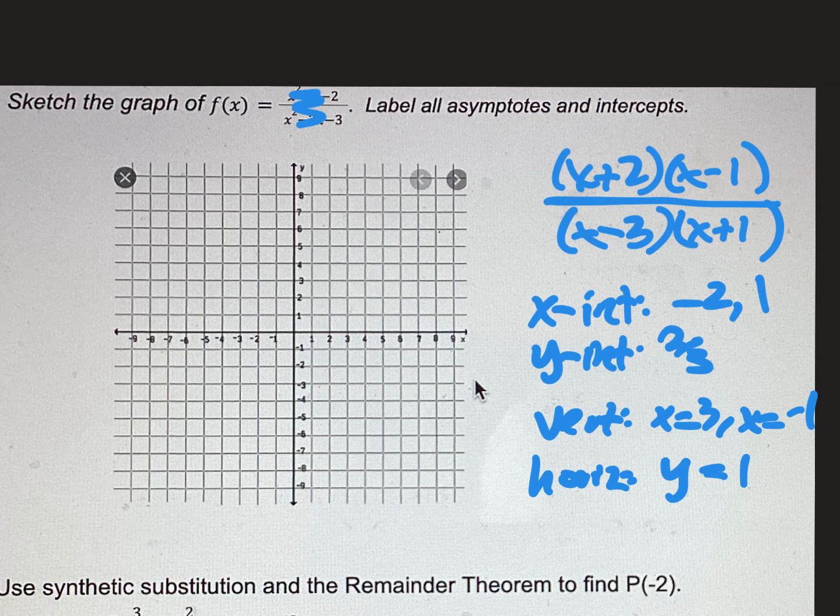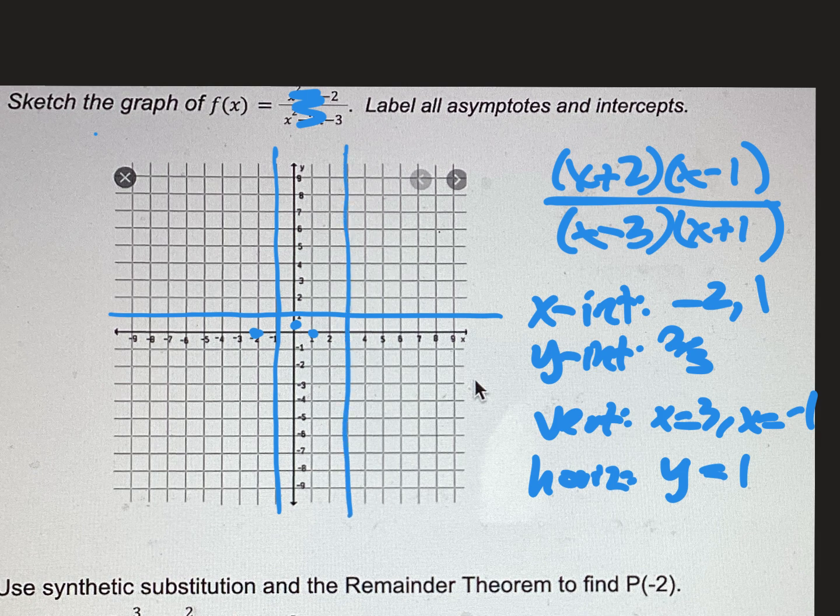Still, my marker's too thick. Okay, here we go. So x-intercept, negative 2 right there, 1 right here. Y-intercept is 2/3, which is about right in there somewhere. Horizontal asymptote, y equals 1. So here's the horizontal. Have 2 verticals. One's at negative 2. Sorry, vertical's at negative 1. I think I said negative 2. Negative 1. And also x is 3, which is right here.